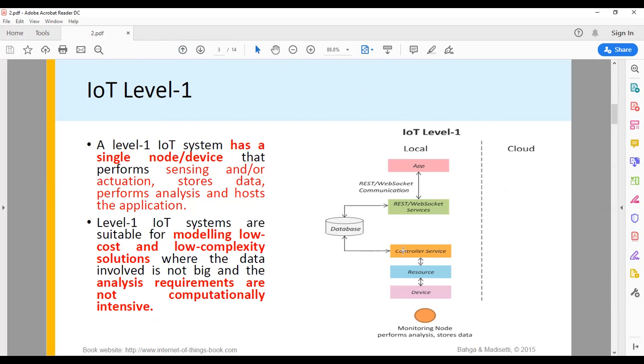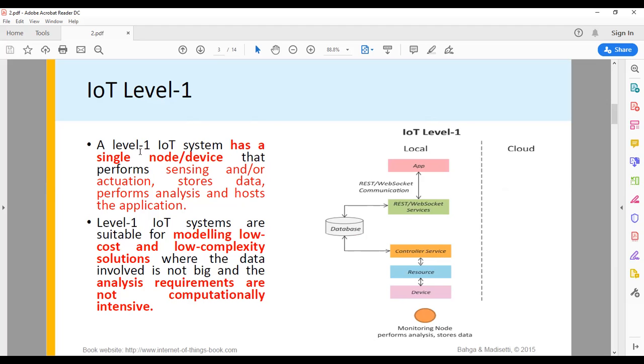In level one, all these devices, resources, controller services, database, web services and application, and the communication protocols and communication model, are all on the local side only. Only a single node is there. All the data is collected by the single node, all the data is processed by the single node, and all the actuators are controlled by the single node only. This is the very basic level of IoT deployment.